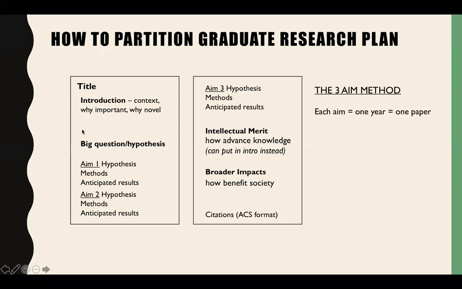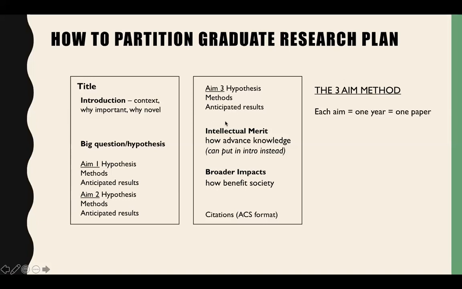Your introduction will take up maybe 1 paragraph, and this is going to provide the context, why your research is important and why it's novel. And the context in the introduction will set up your big question or your hypotheses, and then my suggestion is to use the 3 aim method. So the NSF-GRFP is a 3-year grant, so each aim is like 1 year of that grant. And you can also think of each aim as an independent paper. And within each aim, you're going to write the hypothesis of the aim, the methods, and the anticipated results.